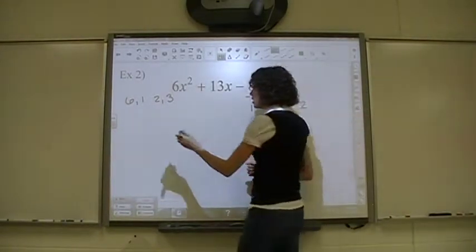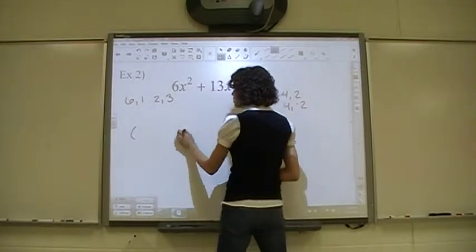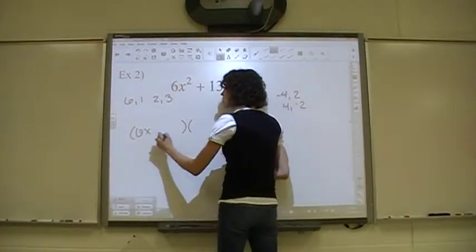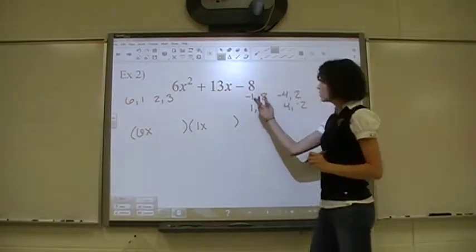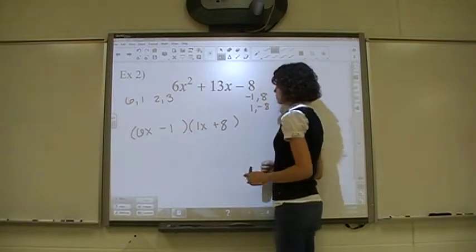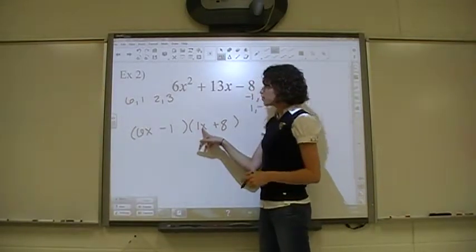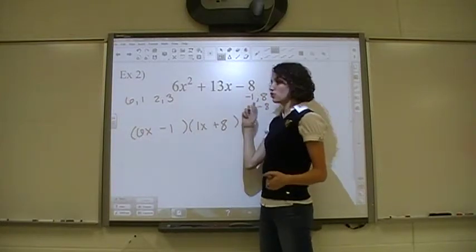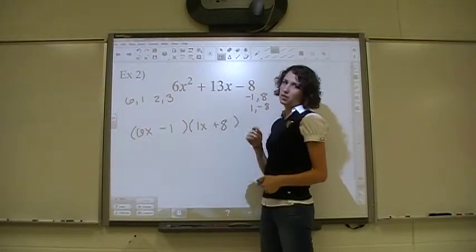But let's go ahead and try guess and check. Let's just pick some of these different factors. So let's do 6x and 1x, and let's go ahead and try these two, so we would have a -1 and a +8. So 6x times 1x, the first ones are always going to work because we have both of these factors already set. It's the middle number that we need to worry about.